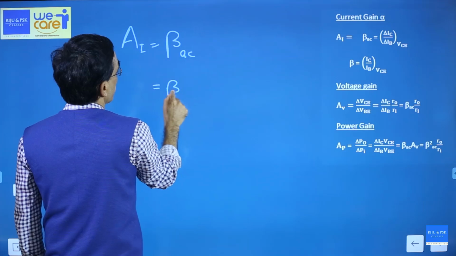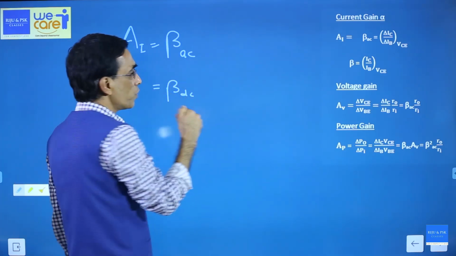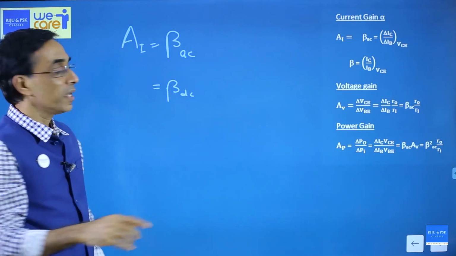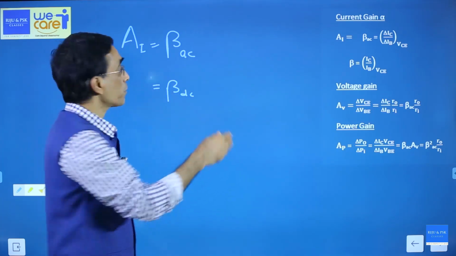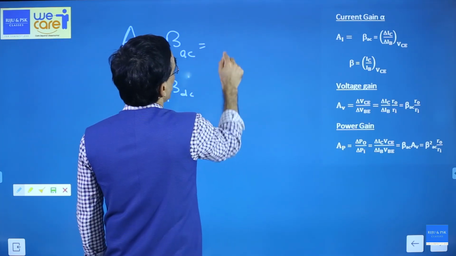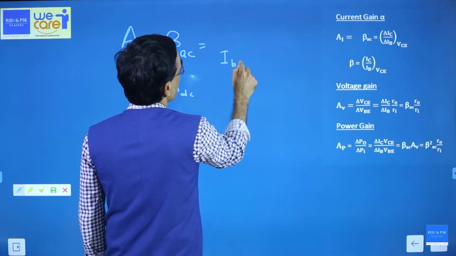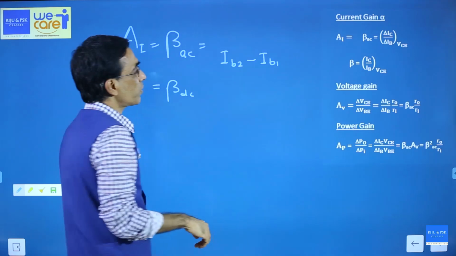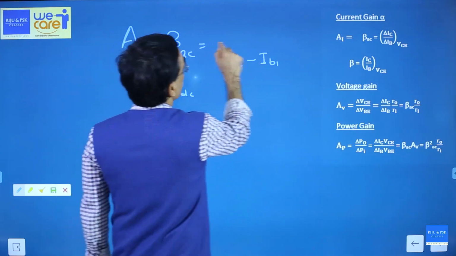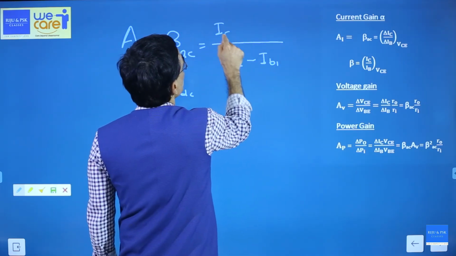And see the way we write beta AC. Sometimes we write beta DC. It has nothing to do with the normal AC and DC. This is for a variation in the value. Variation means that when the base current is IB2 and IB1, you are changing the base current from one value to the other, then correspondingly the collector current also will have two values.